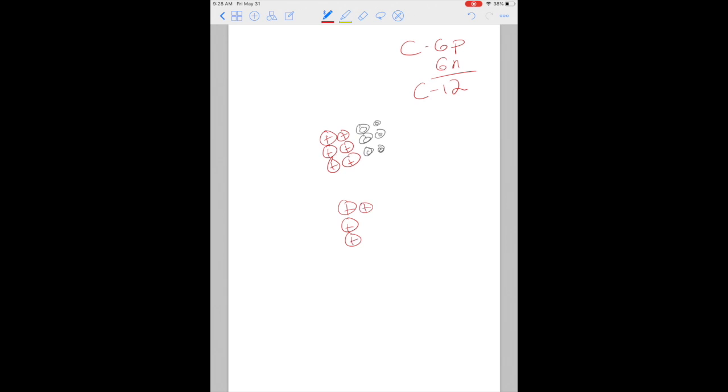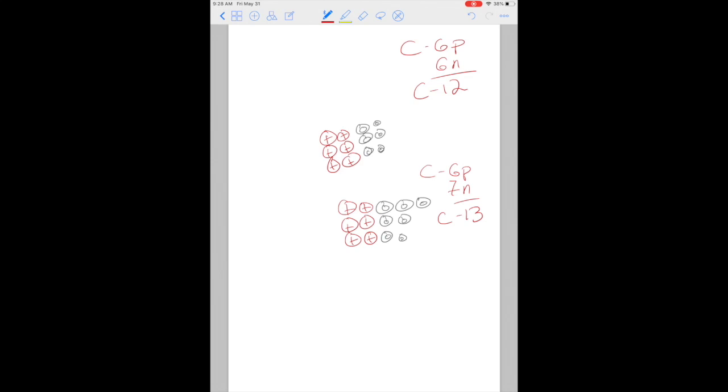So if I were to draw carbon again with 6 protons, but instead of 6 neutrons, this time I'm going to do 7 neutrons. I would still have carbon because I have not changed my number of protons, but now I have a new carbon isotope. I have carbon with 6 protons and with 7 neutrons. So instead of the isotope carbon-12, I have the isotope carbon-13.